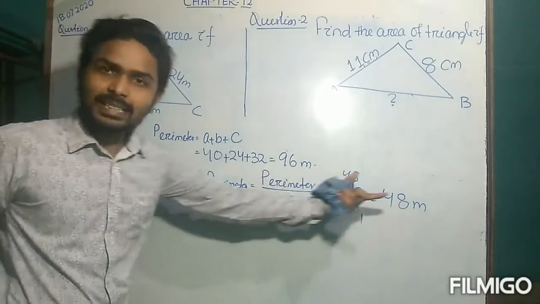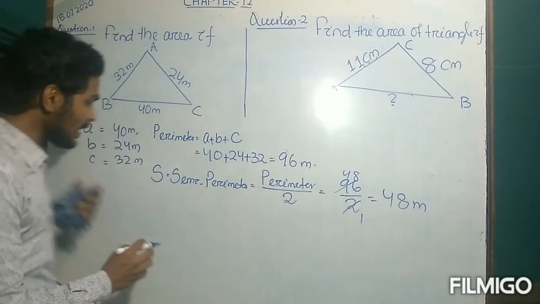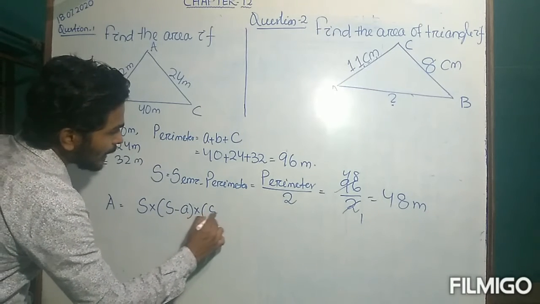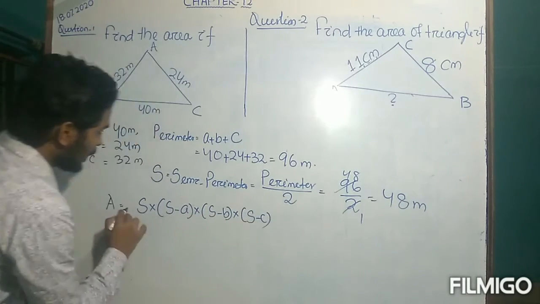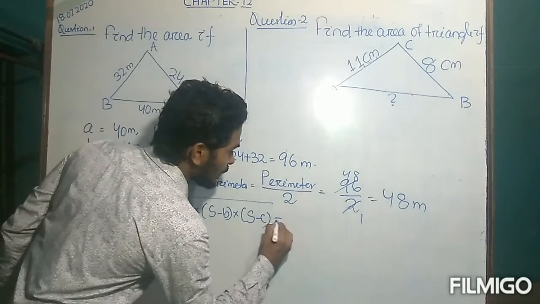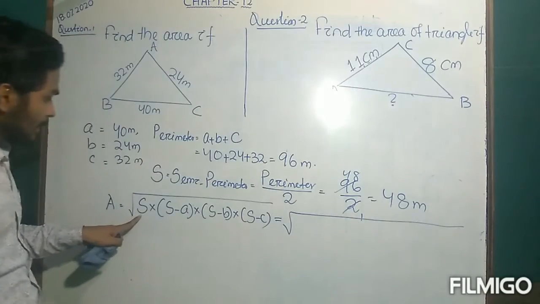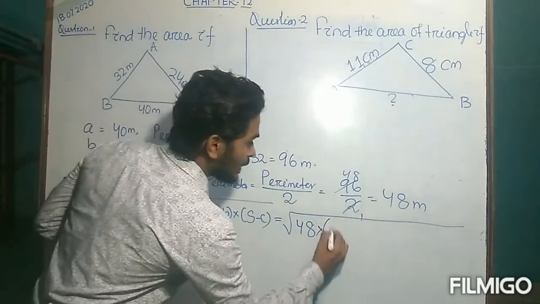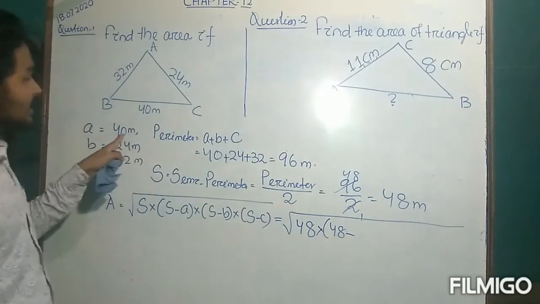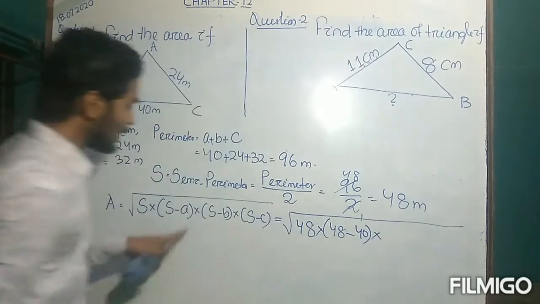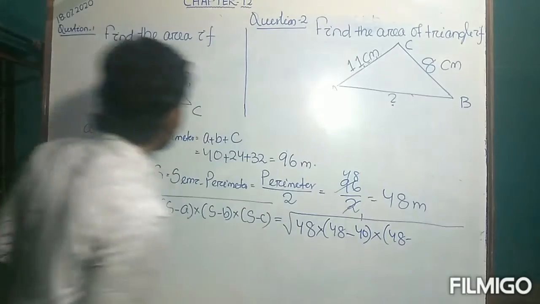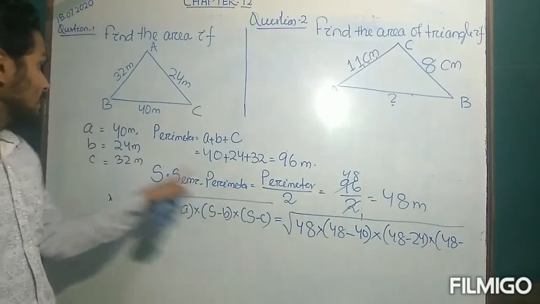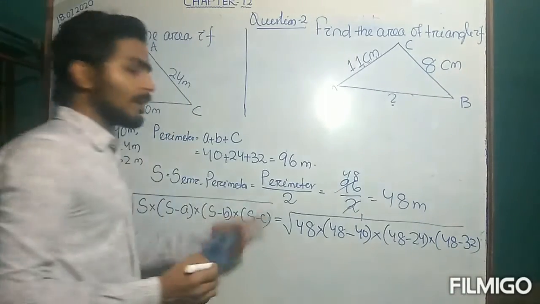Now here it is, so this is S. Now we can use the formula of the scalene triangle. What is that? Area is equal to the whole square root of S into S minus a into S minus b into S minus c. Clear? So it is equal to the square root of, in the place of S we can put 48, then into S minus a, that means 48 minus 40, into S minus b, that is 48 minus 24, into S minus c, c is 32. Okay. So substitute their values.